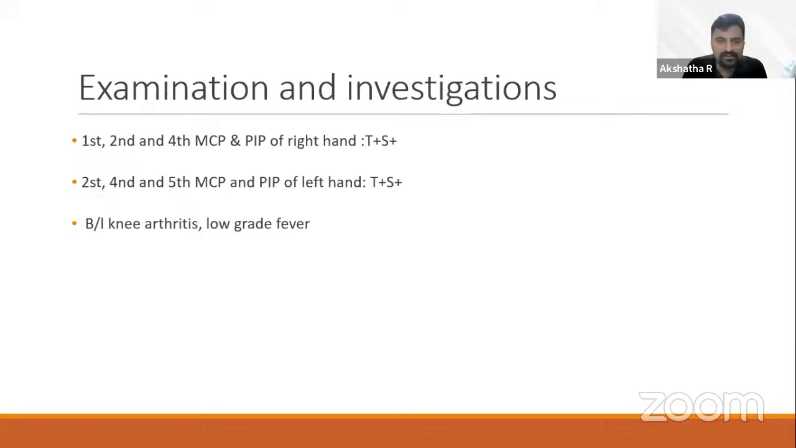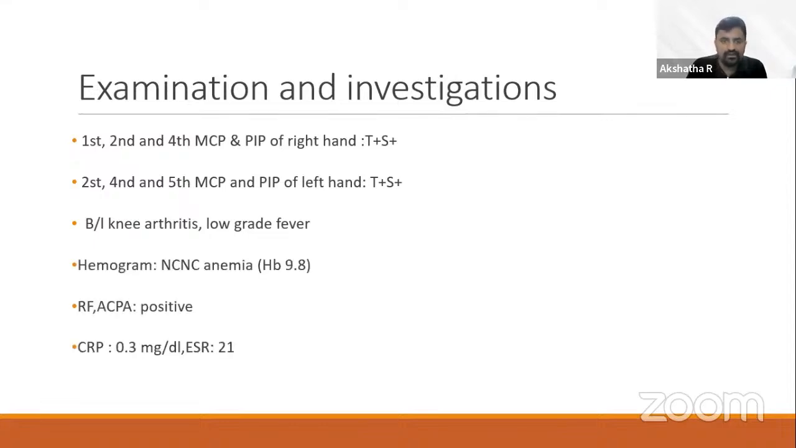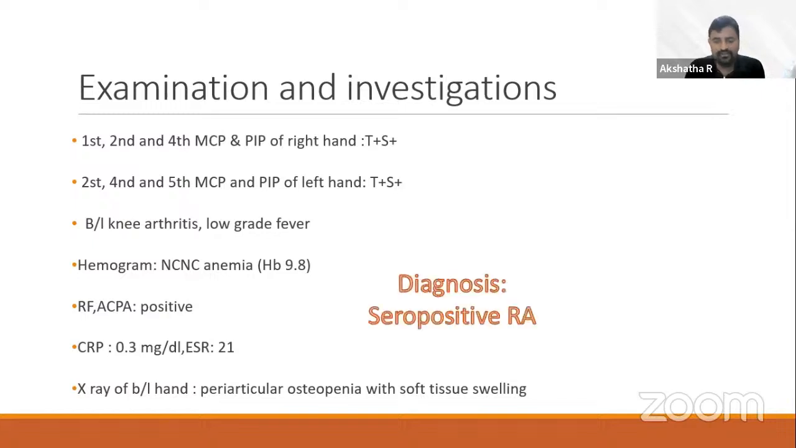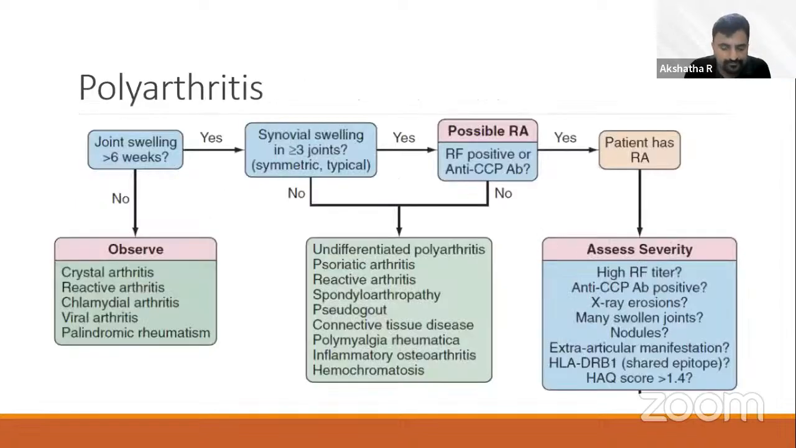This patient had involvement of small joints of upper limb, and also the knee was involved, and there was mild anemia. Both the RF and anti-CCP were positive, and ESR was mildly elevated. And X-ray showed periarticular osteopenia with soft tissue swelling. We made a diagnosis of seropositive rheumatoid arthritis.